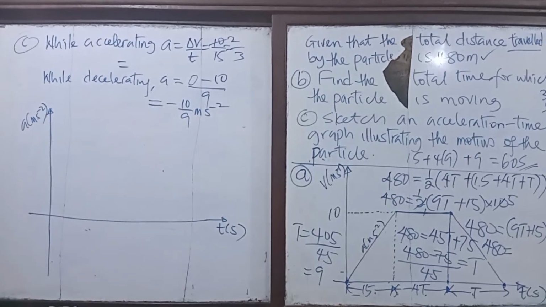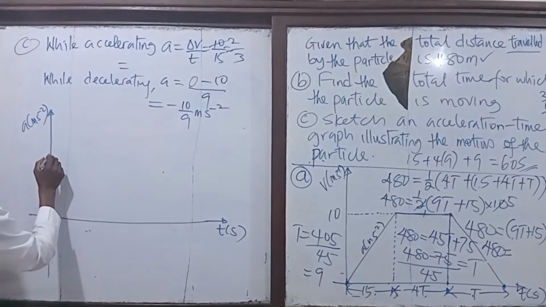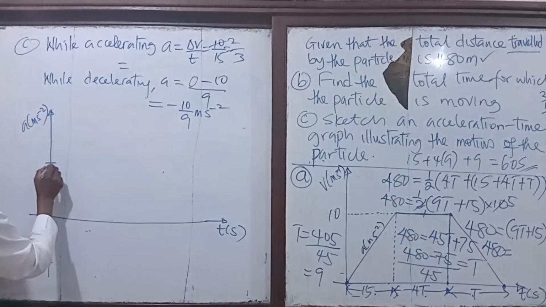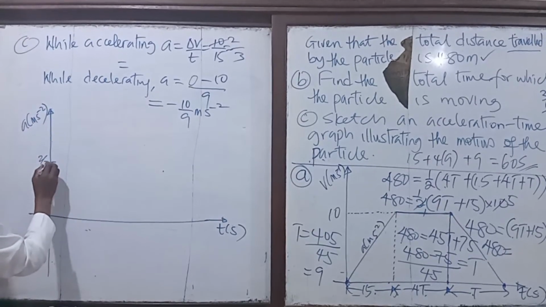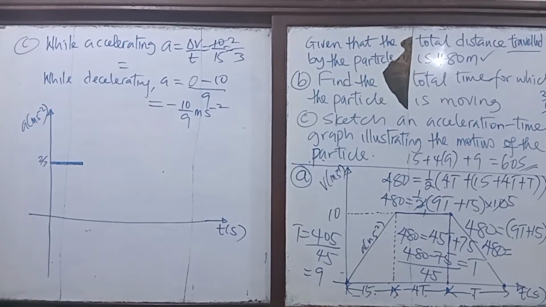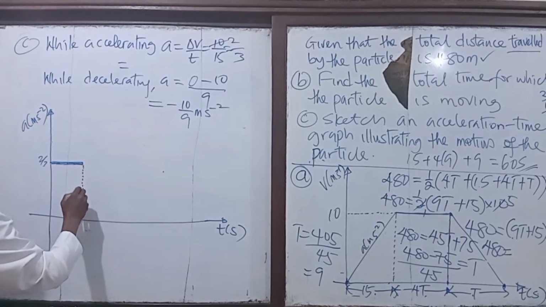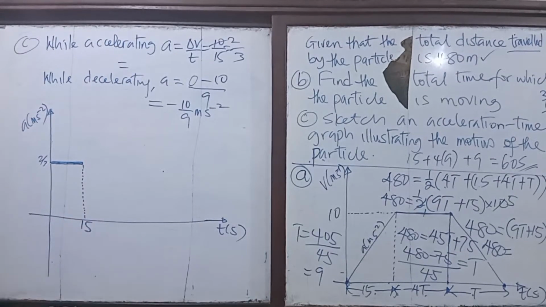So when it's accelerating at 2/3, let's just pick a portion here. When it's accelerating here, that's the 2/3. That's the place, and we have the time for 15 seconds. Put your 15 there. It's accelerating.